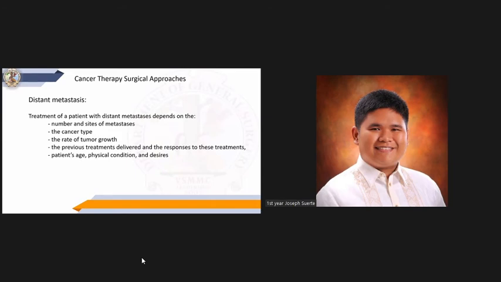So the surgical approach for distant metastasis depends on the number and sites of metastasis, the cancer type, the rate of tumor growth, the previous treatments delivered and the responses to these treatments, and of course the patient's age, physical condition, and desire.